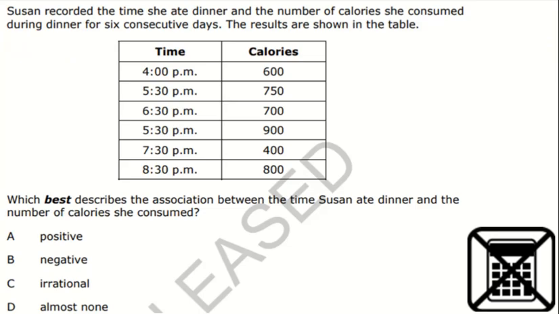All right, another one that is calculator inactive. This is the association one. Doesn't really help you much anyhow with the calculator. Y'all, what's happening to the time? Increasing. What's happening to the number of calories? It's all over the place? So what's that mean?